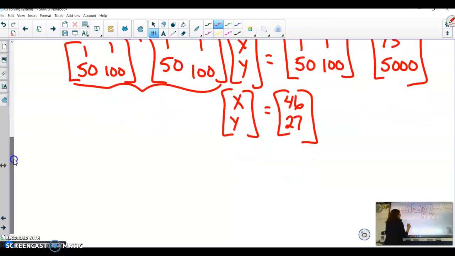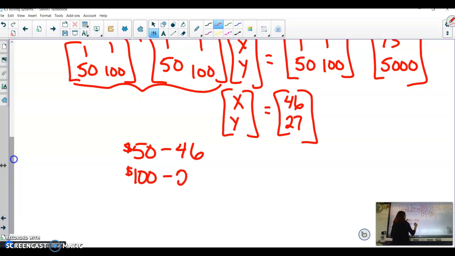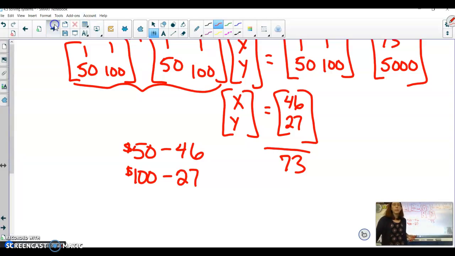So what that means is that for the $50 bills, there are 46 of them, and for the $100 bills, there are 27. And that makes sense. If we add those together, you can see that that does total 73. And if I take 50 times 46, plus 100 times 27, that's going to give me that total of $5,000.